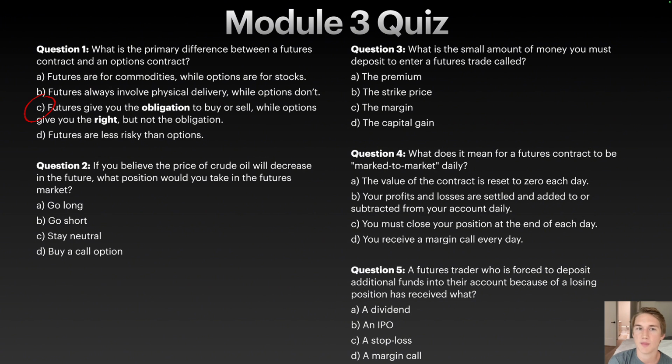Futures give you the obligation to buy or sell, while options give you the right, but not the obligation, so it's C. So if you picked A, I kind of get it, but futures aren't just for commodities, they're also for financial instruments. So the euro, the dollar, the British pound, you can also trade the S&P 500 indices, obviously ES, and the NASDAQ. So it's not just for commodities, but options are just for stocks, right?